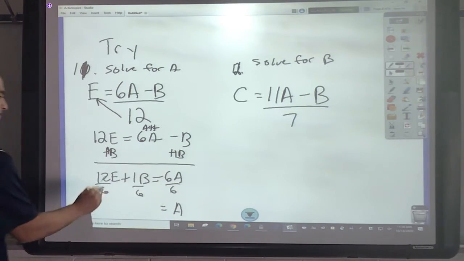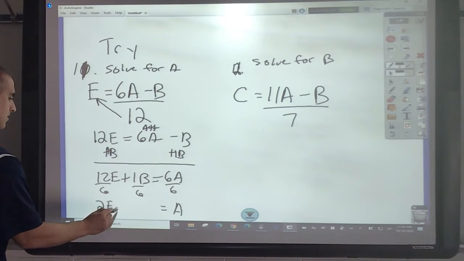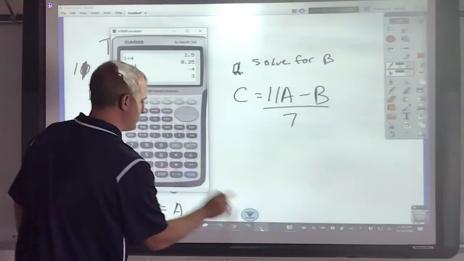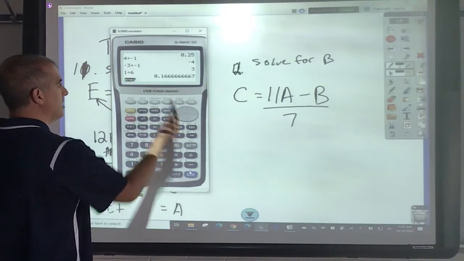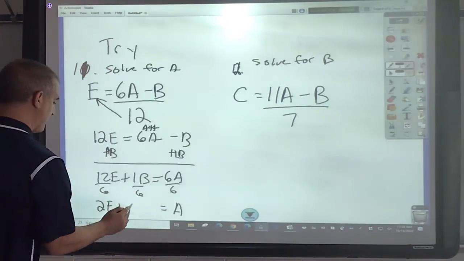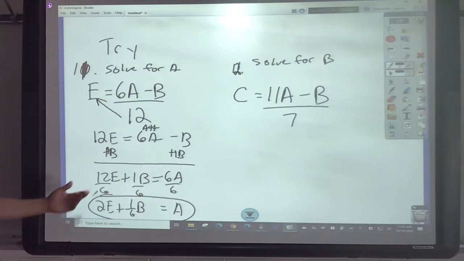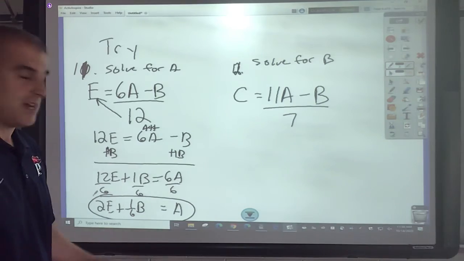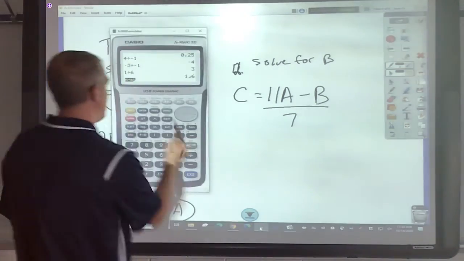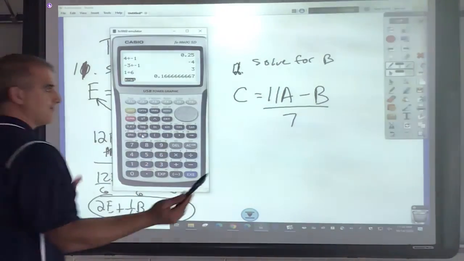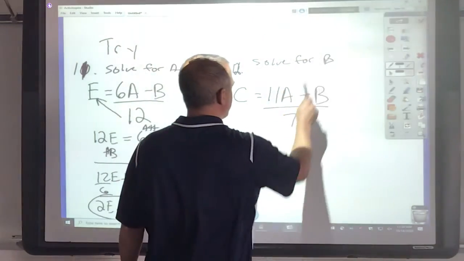12 divided by 6 would be 2. 1 divided by 6 would just be 1/6. You can use the fraction or you could use the decimal. It does not matter. 1/6b. And that would be my answer. If you want to use the decimal, that would be okay as well. So whatever that was, 0.16. That's fine.